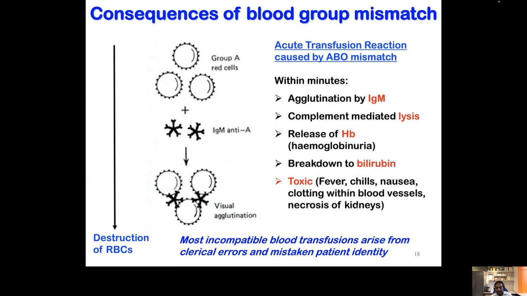Most of the incompatibility during blood transfusions happens because of clerical errors and mistaken patient identity. If you are not doing the blood grouping properly when we are taking blood from the donor and recipients, then there will be an error and you will go ahead with the transfusion, and this will cause a lot of problems, basically destruction of the newly transfused cells.